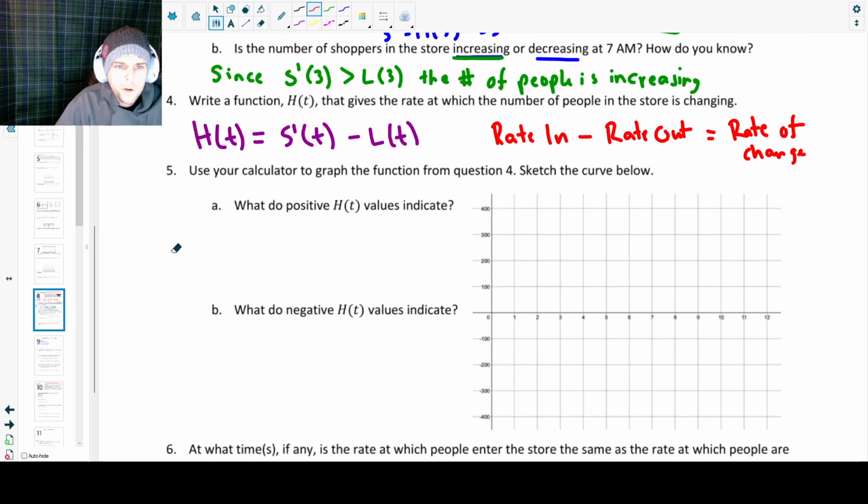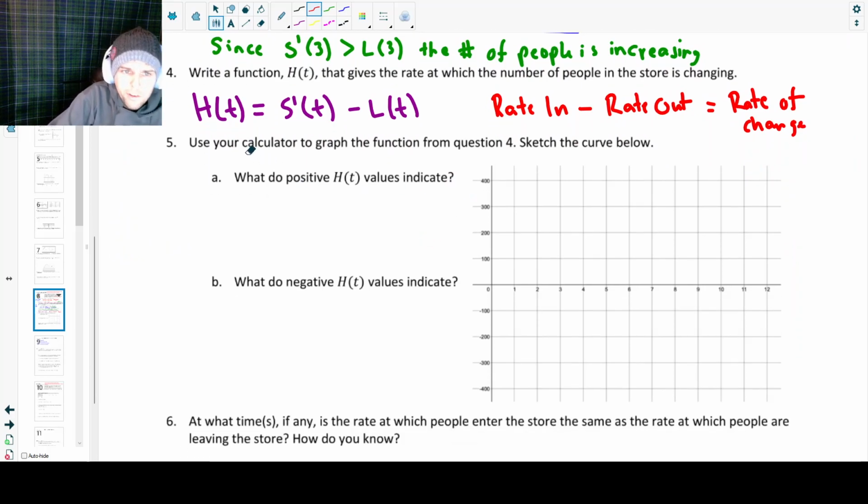Okay. We're going to go ahead and use our calculator. I'm going to be using Desmos, though you do want to make sure that you are able to use a graphing calculator to create these sorts of graphs. I'm going to go ahead and pull up our Desmos window so that we can look at that.